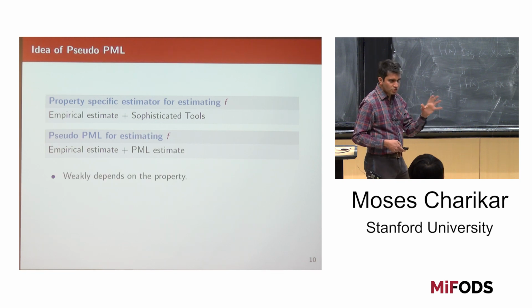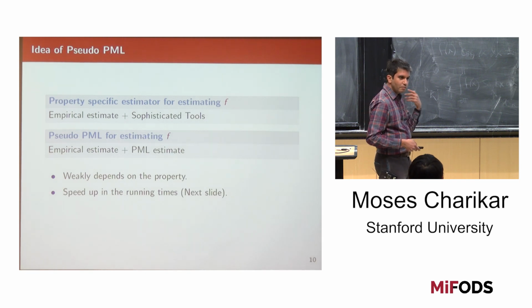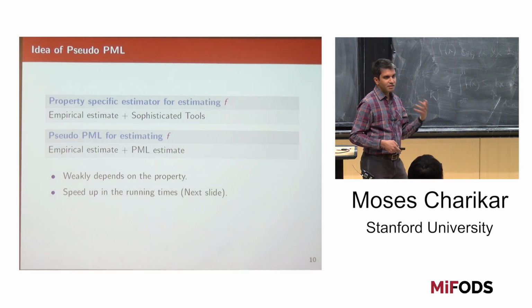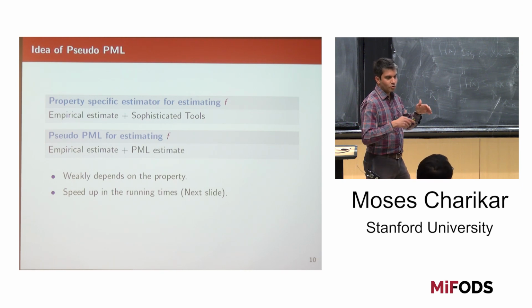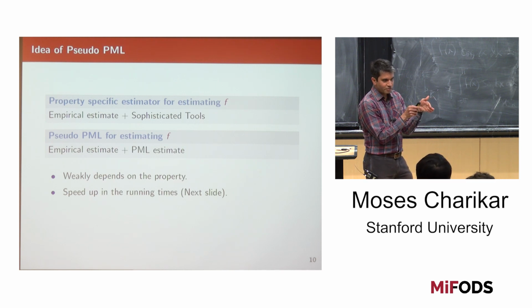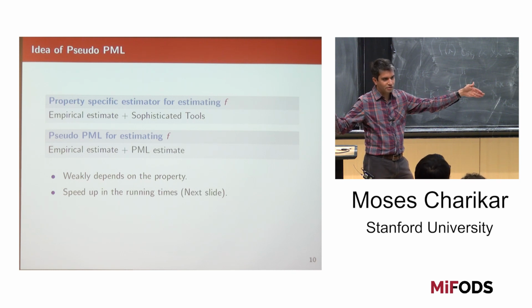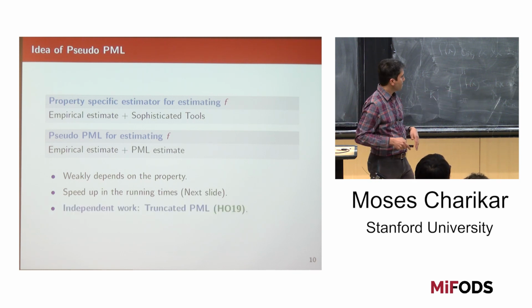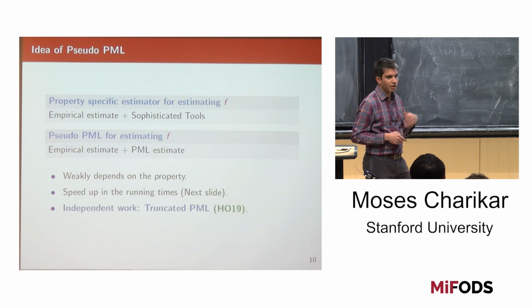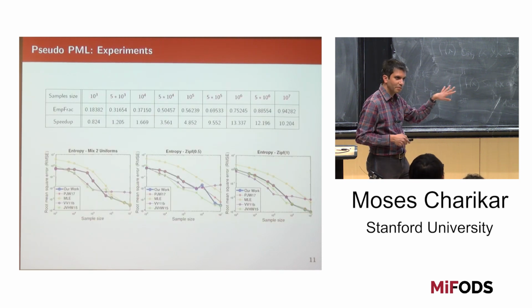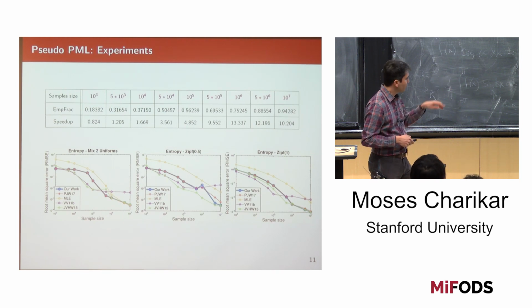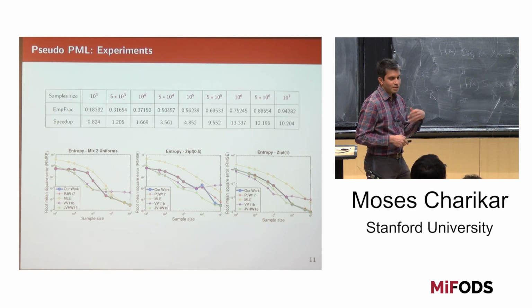It's a weak dependence on the property, but for many, many properties of interest, this can result in a huge improvement in the running time, for example. You typically have to apply profile maximum likelihood for a much smaller set of frequencies. You don't need to apply it to the entire set of frequencies that you observe in your sample. A very similar approach has been suggested by independent work, and they call this truncated PML. Just to give you a sense, this is something that's very practical. You can run this on various things, and we did. What ends up happening is what you expect.